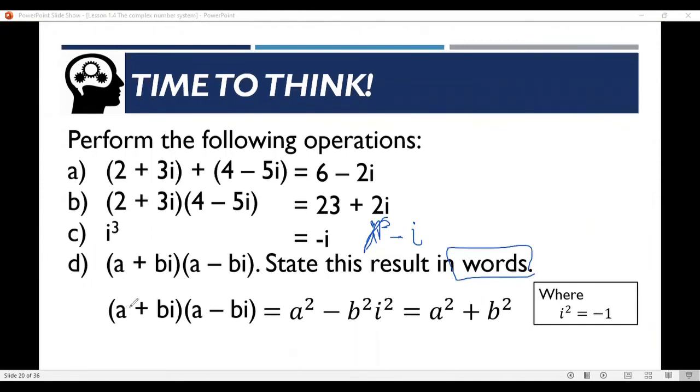Special product ay squaring or first term square times second term square, then minus sign yung gitna. So kaya ang magiging output natin, a squared minus b squared i squared. Ayun, di ba meron nga tayong value ng i squared? Ang i squared ay negative 1. So kung minus na siya, tapos negative 1 pa, kaya magiging plus b squared. So anong analysis mo dito? Product nung dalawang complex, tapos anong sagot?